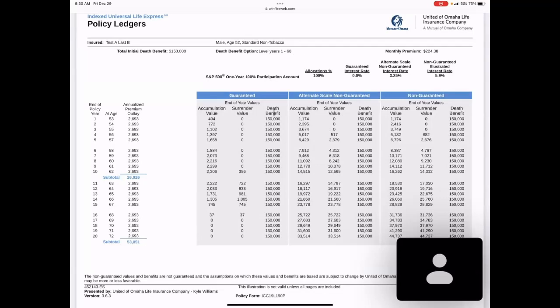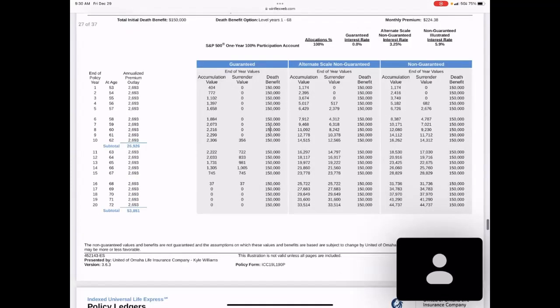If you're looking at a bad illustration, your guaranteed would only last for so many years. So this case here would only be good for 16 years, because what happens is when the cash value, the surrender value or accumulation value, hits 0, at that point the insured has to supplement the difference with an increase in premium. So once it hits 0, if they don't go up on their premium, this policy is no longer in force. They will lose it.